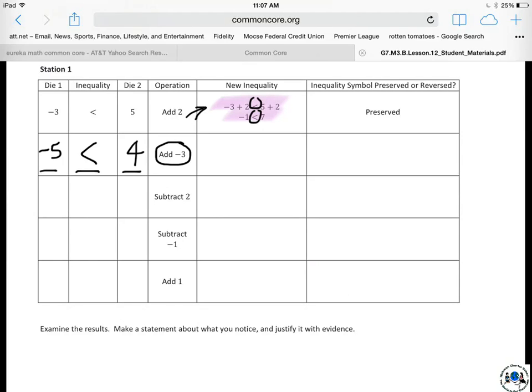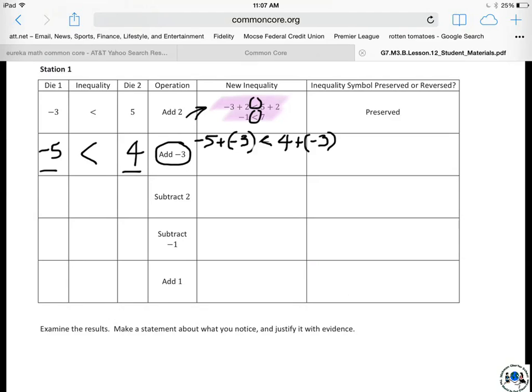All right, so then we're going to go -5 plus -3 is less than or equal, no, sorry, I didn't mean to do that, just less than. This is not a less than or equal to sign, sorry, less than 4 plus -3, okay, 4 plus -3.